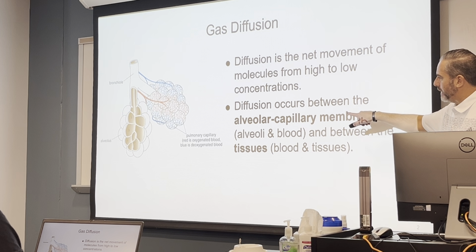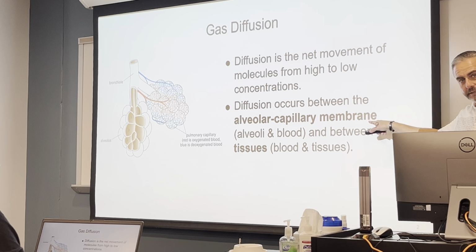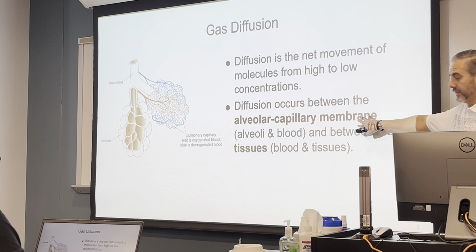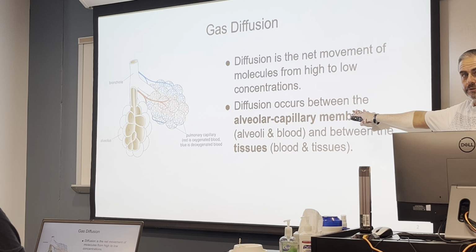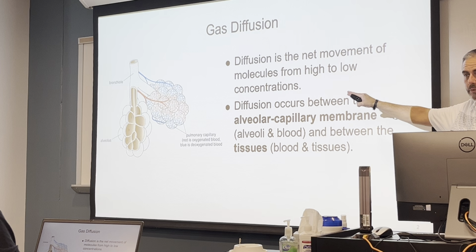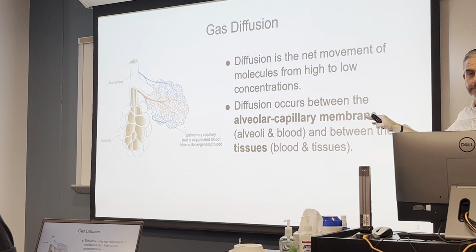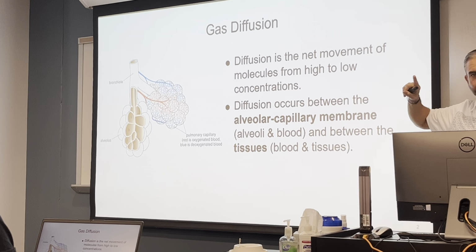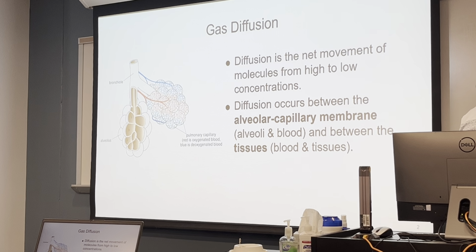Diffusion will occur between the alveolus and the capillary. That's, again, leading to gas diffusion going from the alveoli into the blood or from the blood into the alveoli. So that's one location where gas diffusion will occur. Another location for gas diffusion to occur is between the blood and then the tissues, where we're delivering oxygen to the tissues and removing carbon dioxide from the tissues back into the bloodstream to be carried back to the lung.